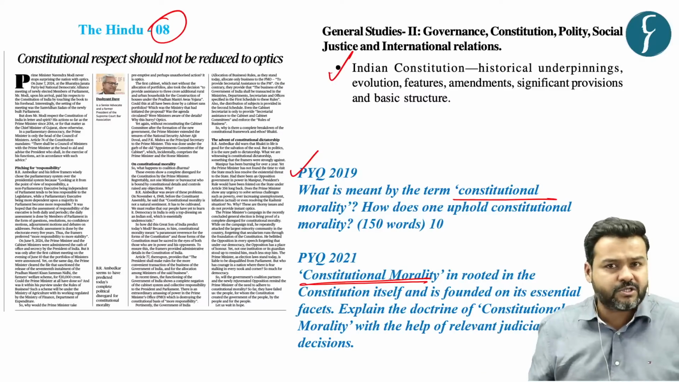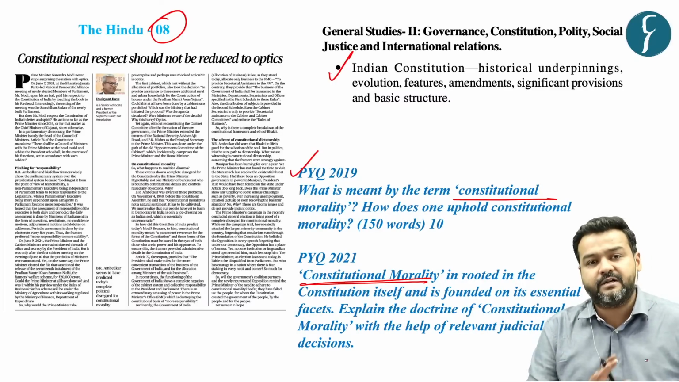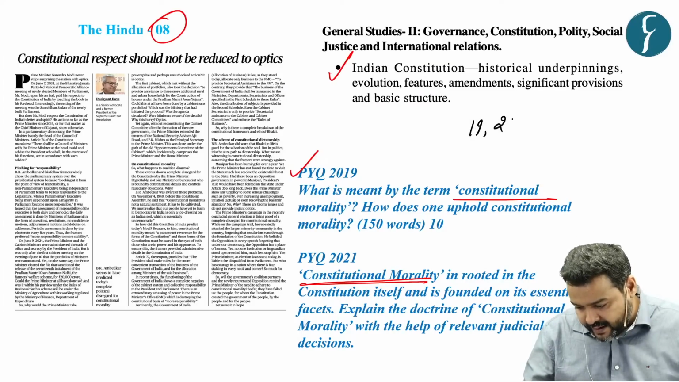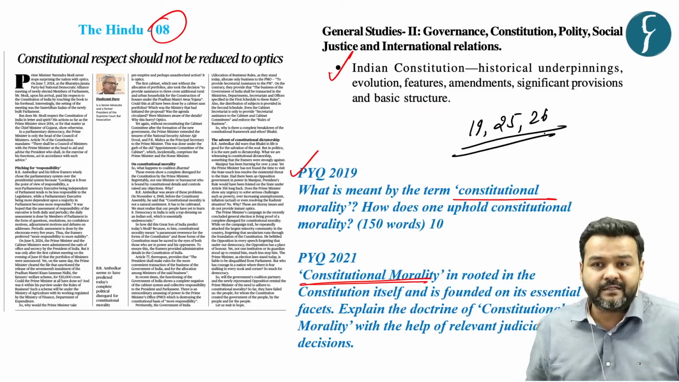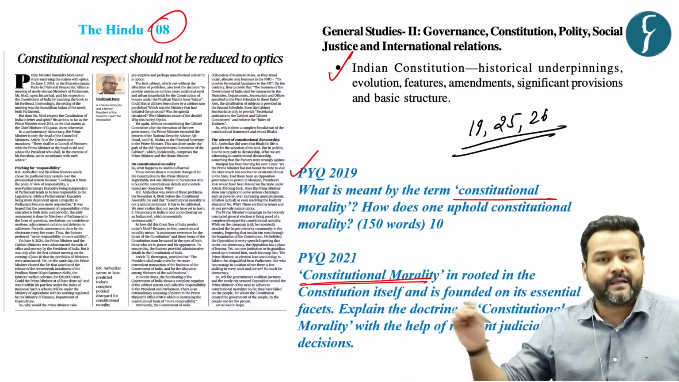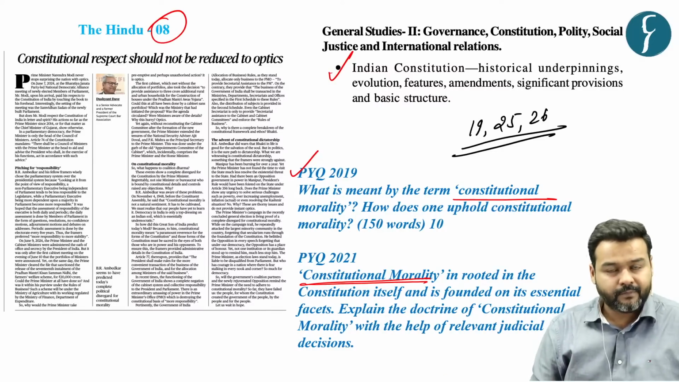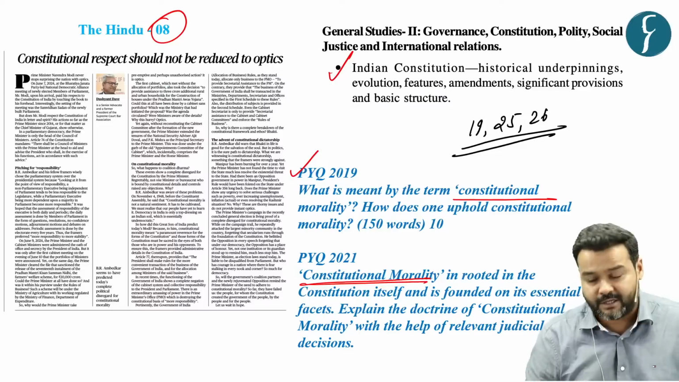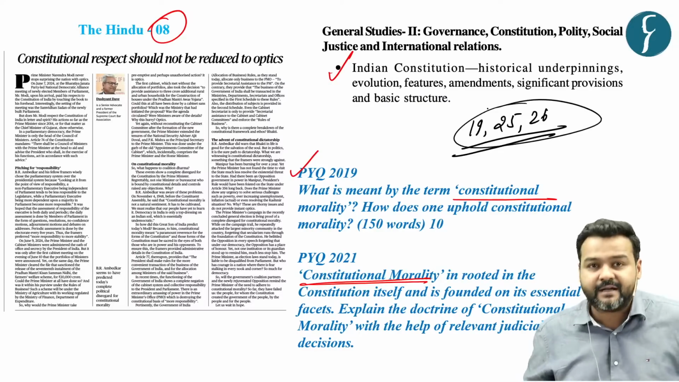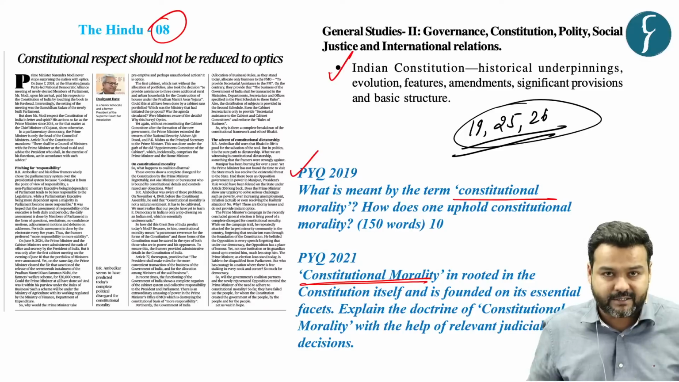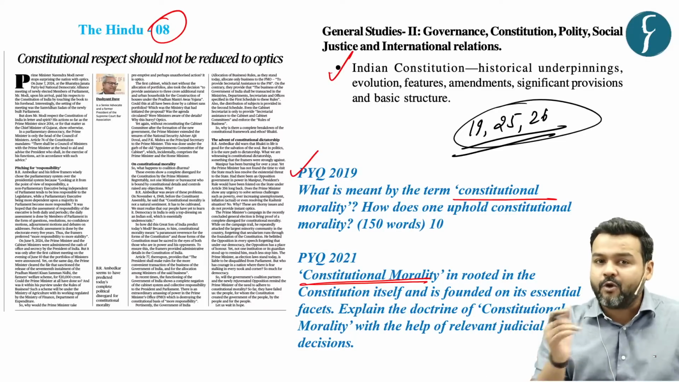Now, the term constitutional morality has not been mentioned anywhere in the Constitution. But if you look at Articles 19, 25 and 26, you will find that the term morality is in conjunction with public order. Public order and morality, these two words are in conjunction. So constitutional morality has not been mentioned. It is similar to the basic structure doctrine. So basically it is a core value.